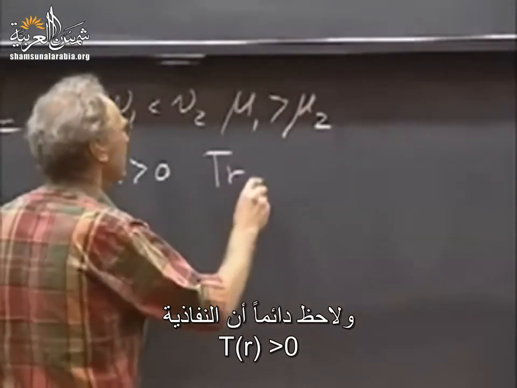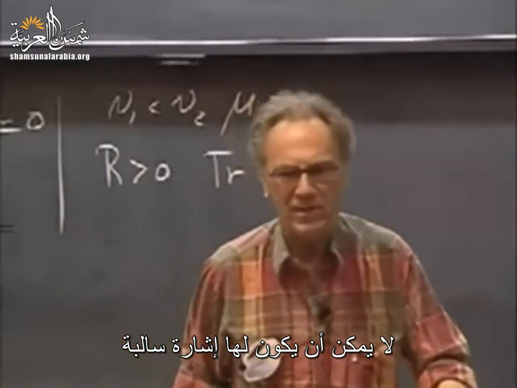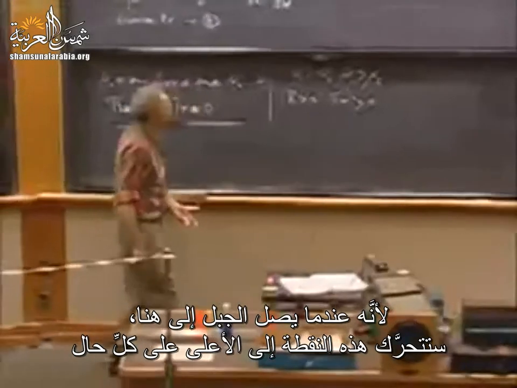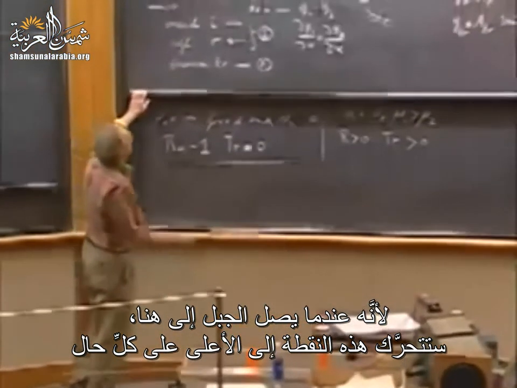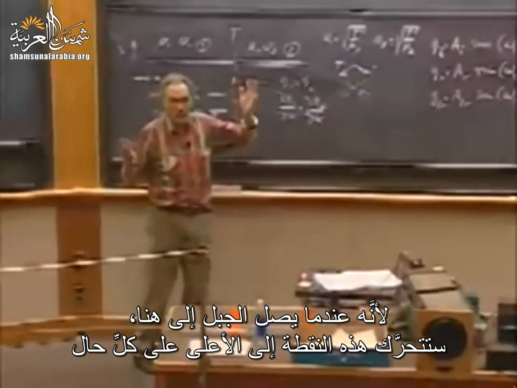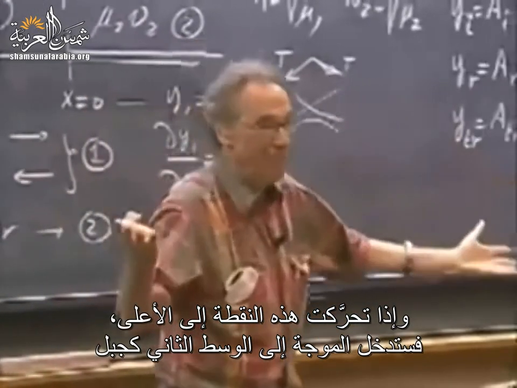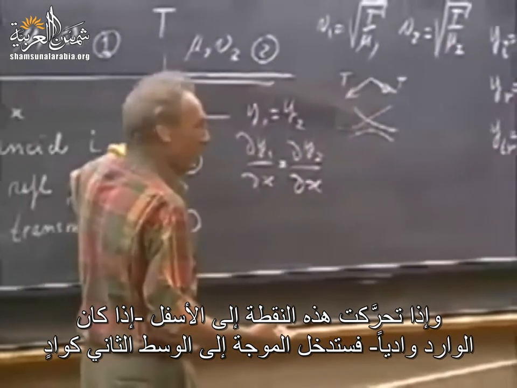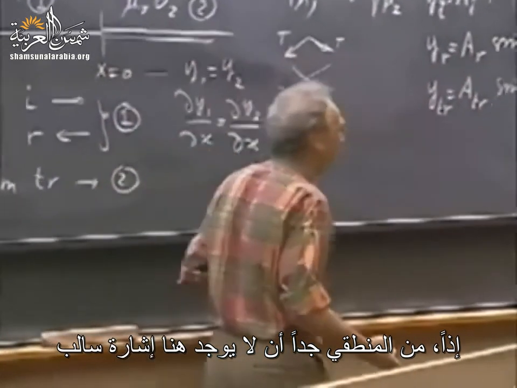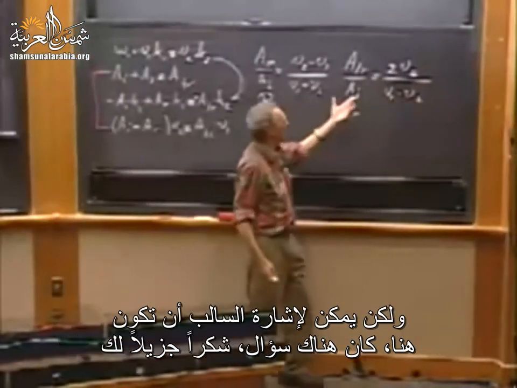And notice that the transmittivity is always larger than 0. It never gets a minus sign. Of course it cannot get a minus sign. That you can explain to your kid brother, because if a mountain comes in here, that point is going to move up no matter what. And if this point is going to move up, what goes into the second medium is a mountain. And if this point goes down, because it is a valley, what goes into the second medium is a valley. So it is completely logical that here you never can get a minus sign, but here you can.